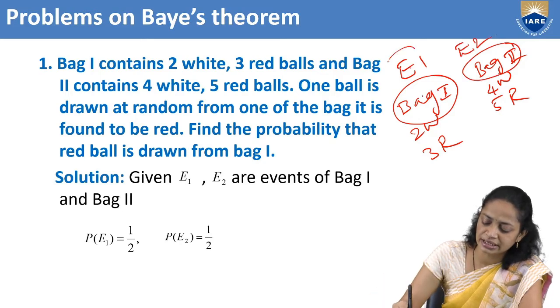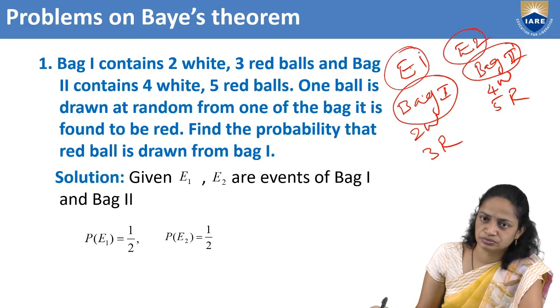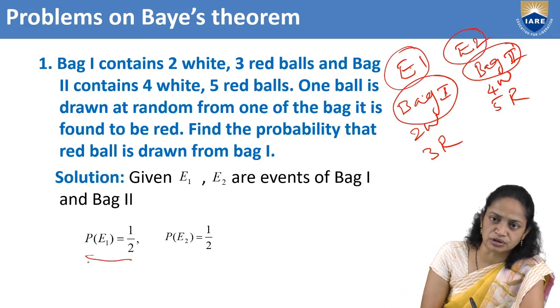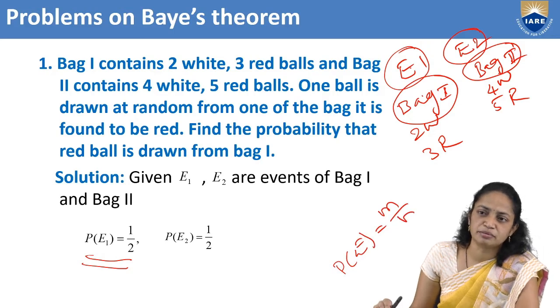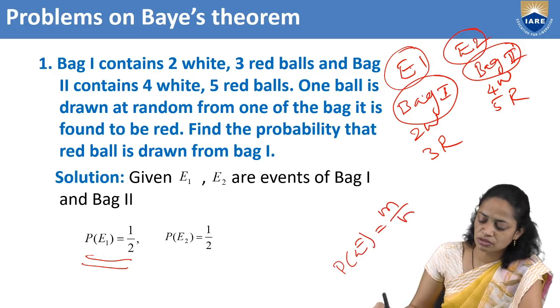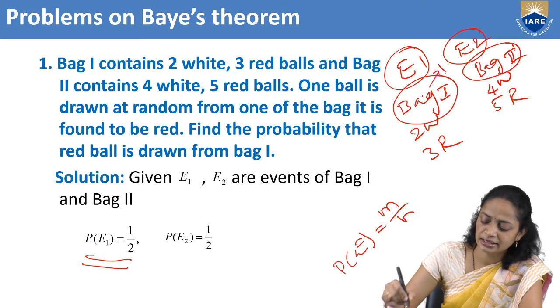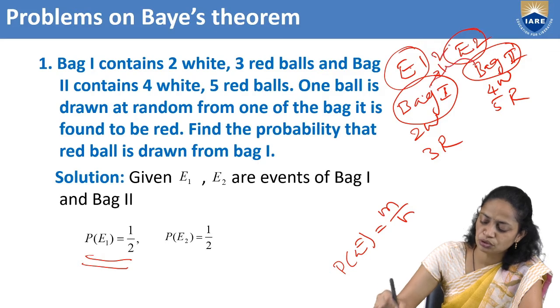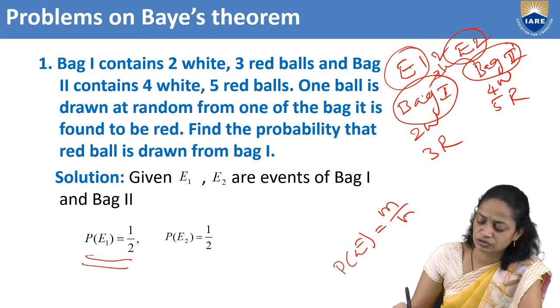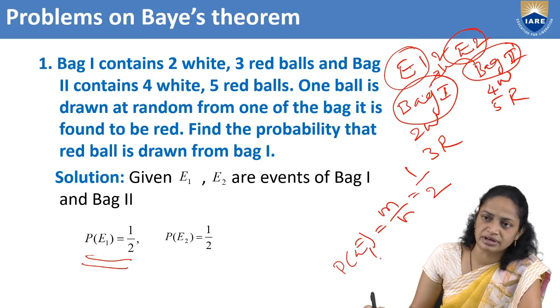Now find the probabilities for E1 and E2. Probability of E1 equal to, by the definition of probability, m by n: favorable events divided by total number of events. Here the favorable event for E1 is only 1, out of how many bags? 2 bags are there, so the total number of events is 2. So P of E1 equal to 1 by 2.